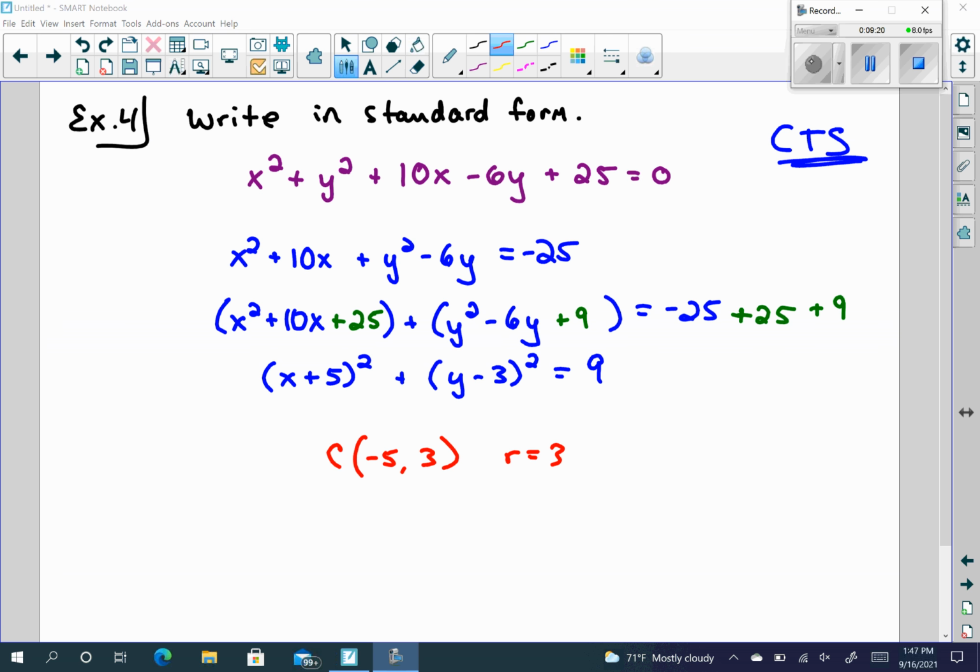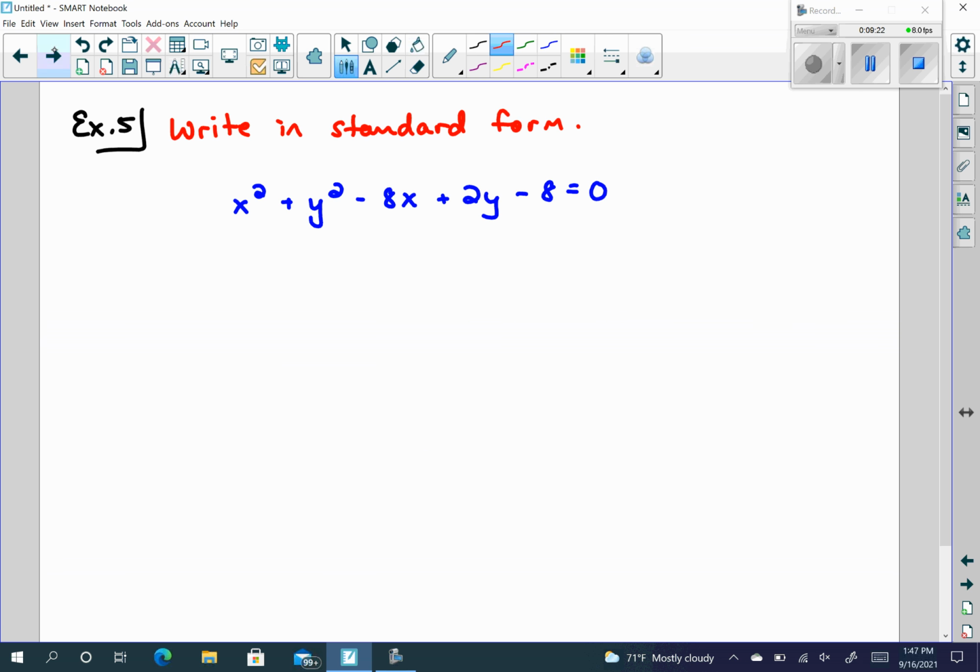So let's try another example like this. If you want to pause the video and give it a try on your own, go ahead and do so. If not, follow along. Again, we want to start grouping our x terms together, so x squared minus 8x, and we have a plus y squared plus 2y. We'll move the 8 to the other side.